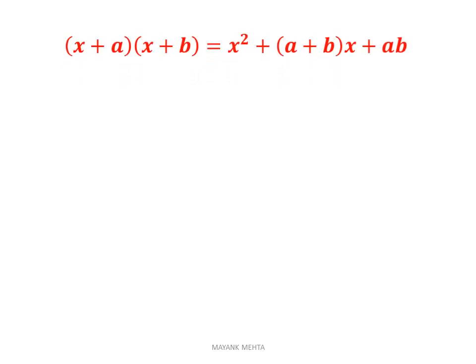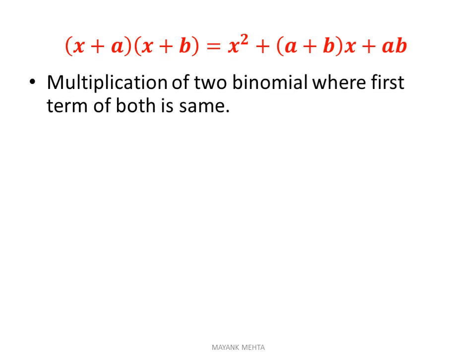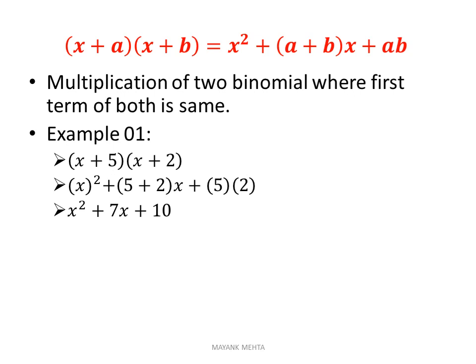Now the next identity is the multiplication of two binomials where the first term of both is the same. For example, x plus a into x plus b. So here the first term is x in both of them. How to simplify this in just a few seconds? You can do this by using this identity. I've taken one example over here, x plus 5, x plus 2.